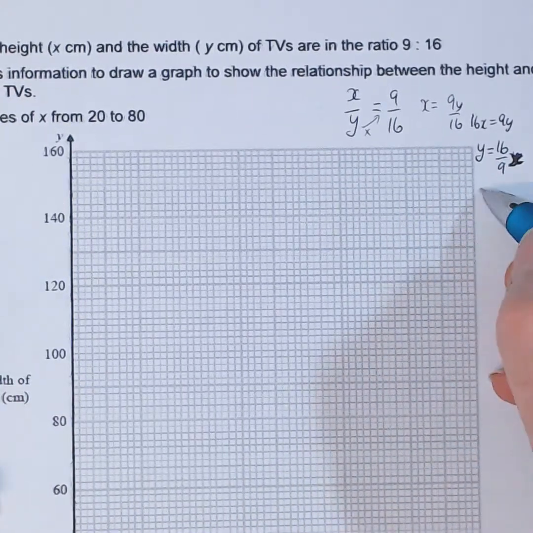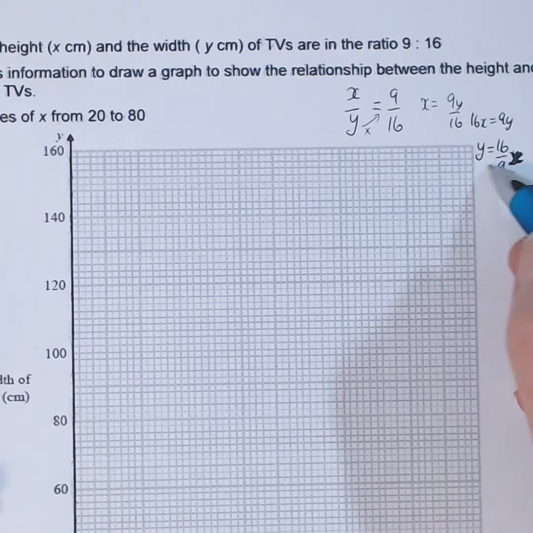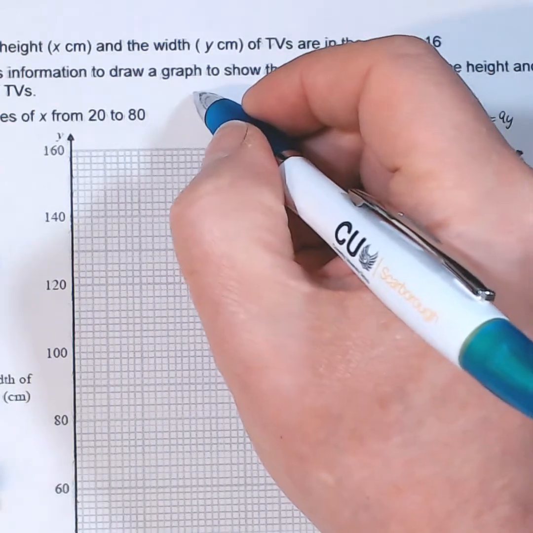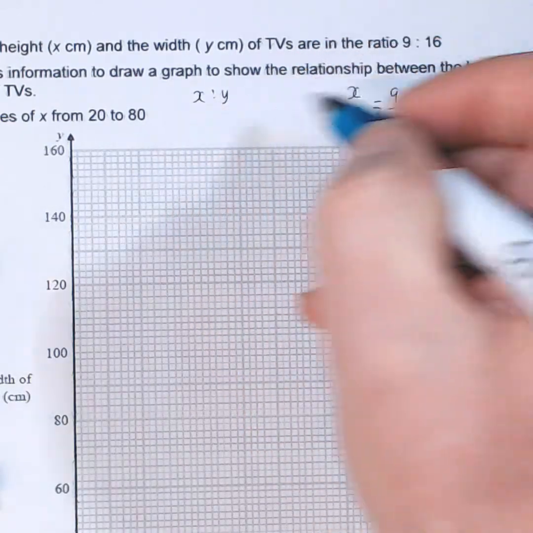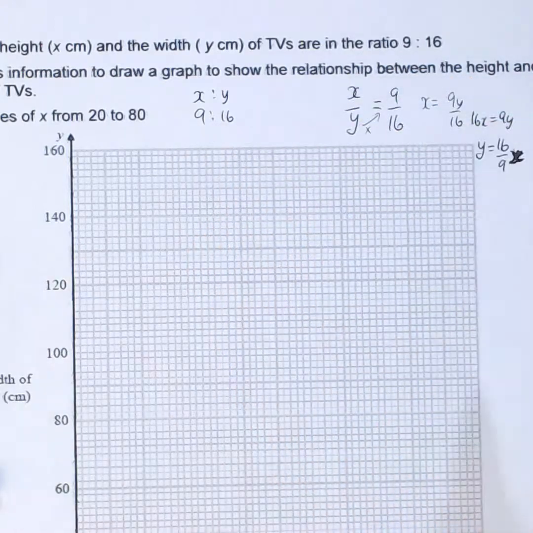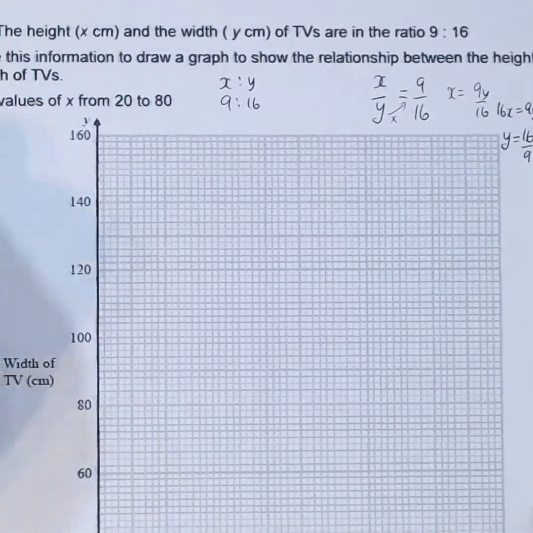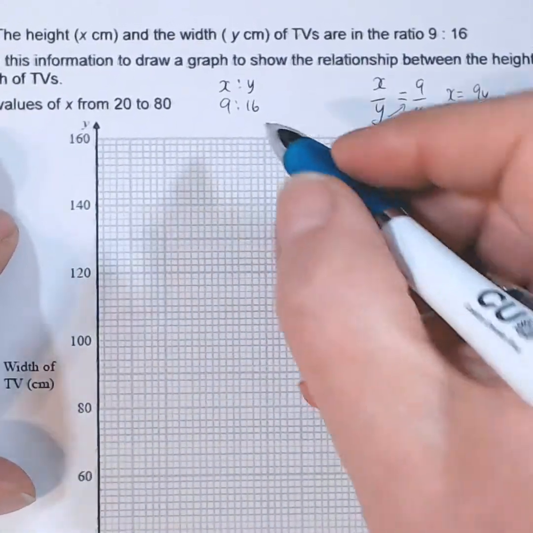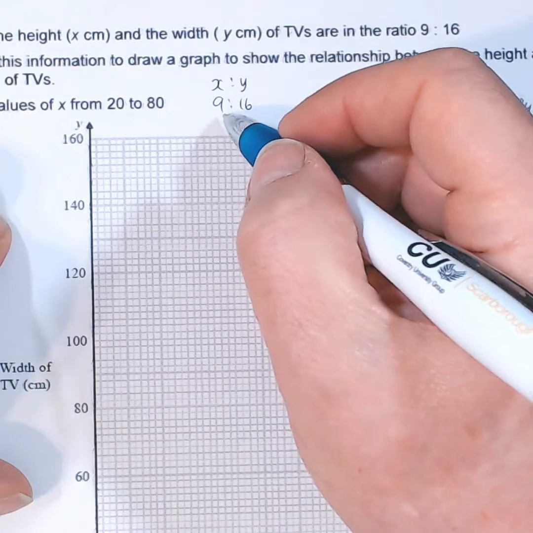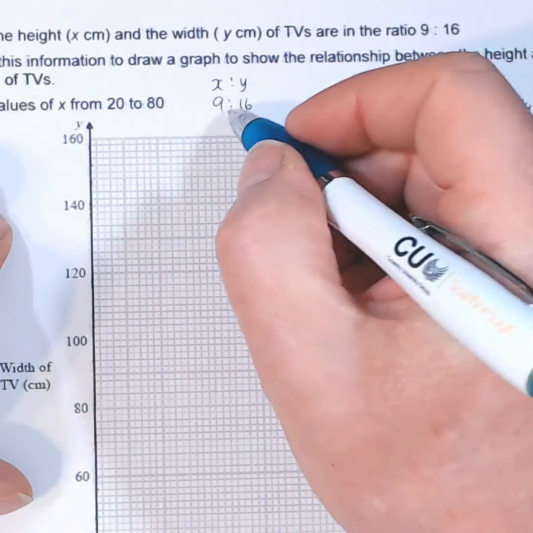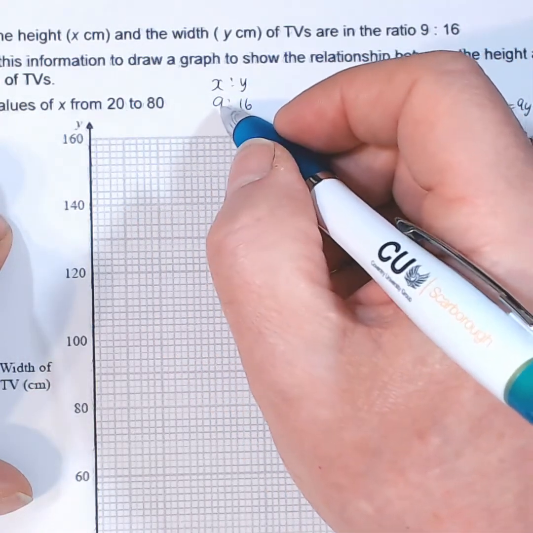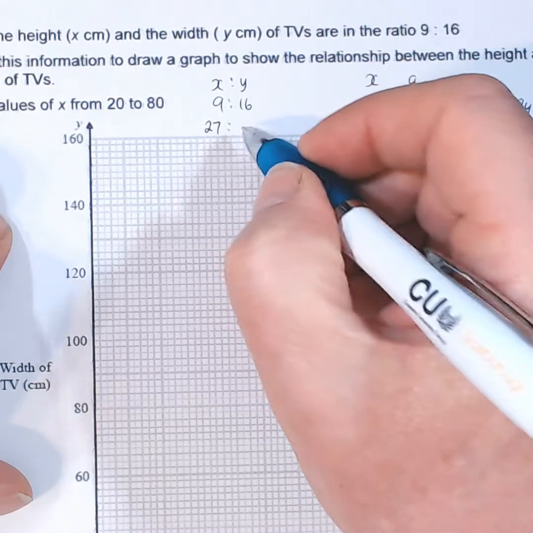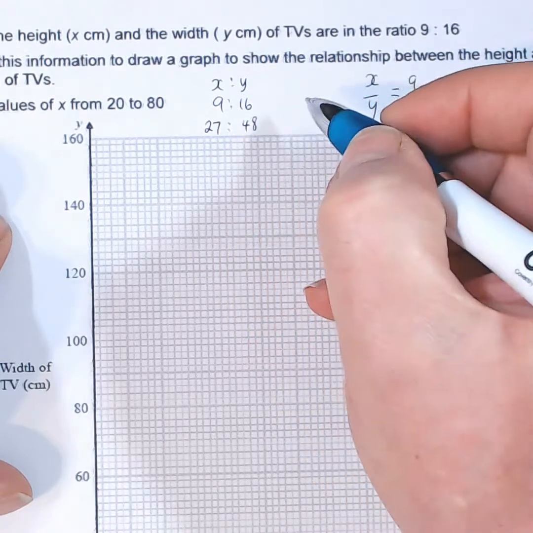Because we need some coordinates, we could give x values and then calculate y by doing that multiplication. Another way of thinking about this is that x to y is 9 to 16. We've been given a graph that goes from x values of 20 to 80, so I could put in some x values that make sense. I want multiples of 9, so I could do 27, and then the y value would be 48.